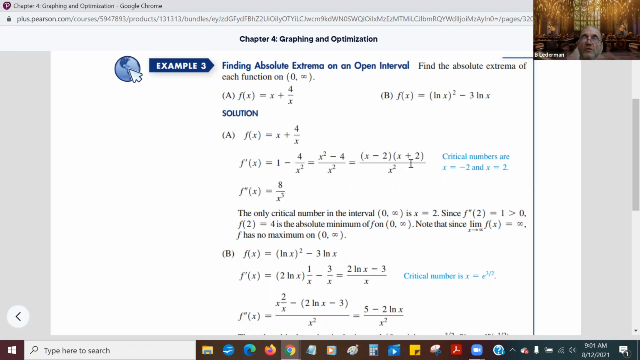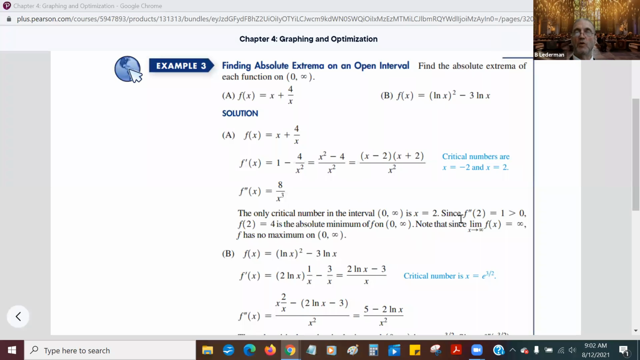Now I take the second derivative. For the second derivative, I'm just going to go back to the simple form, and I get 8 over x cubed. So I want to check out positive 2 and negative 2 and see what I get. When I plug in positive 2, I'm going to get a positive number. When I plug in negative 2, I'm going to get a negative number. So f of 2 is the absolute minimum, and since the limit as f of x goes to infinity, f has no maximum. It's going to just go up forever.